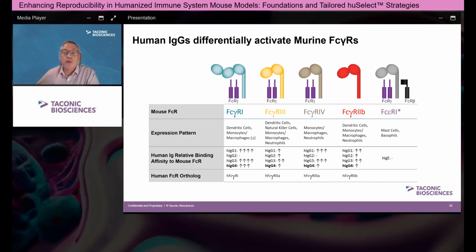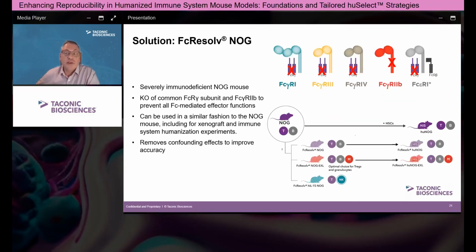Now, at Taconic, what we have done in collaboration with CIEM is to address this by knocking out both the common Fc receptor gamma chain as well as the Fc receptor 2b. And in doing so, we can completely abrogate all Fc gamma as well as Fc epsilon receptor function within that mouse. So this leads to an even more immunodeficient mouse that is unable to bind any monoclonals via Fc gamma receptor reactions. So why might this be important?